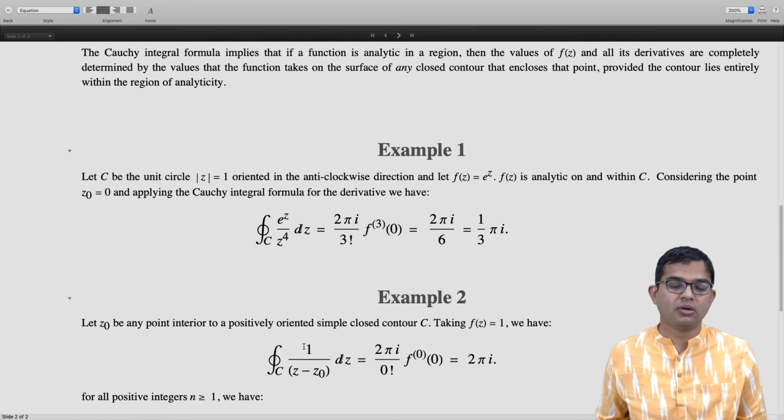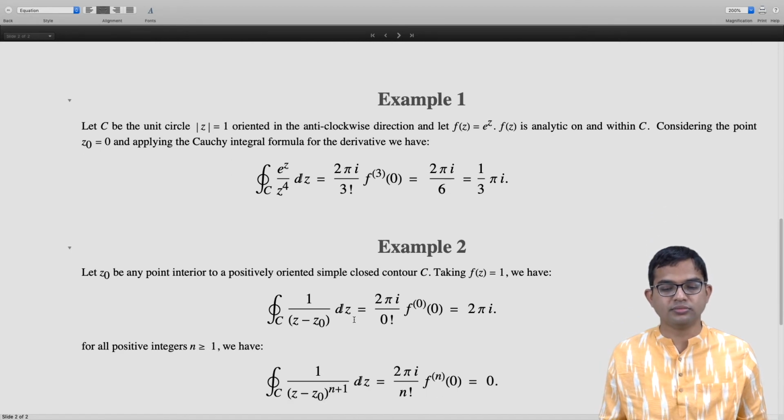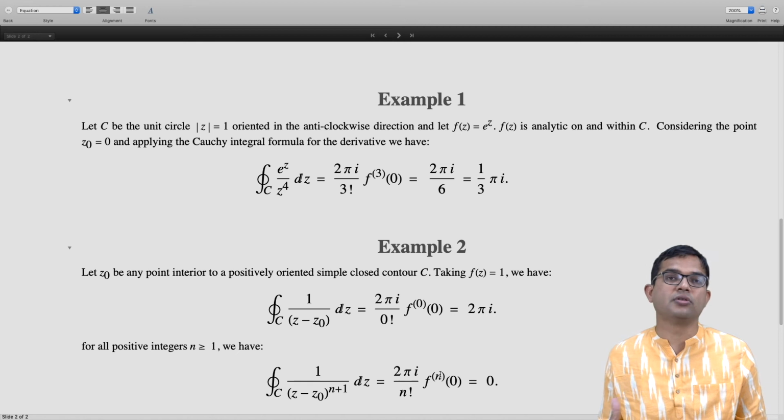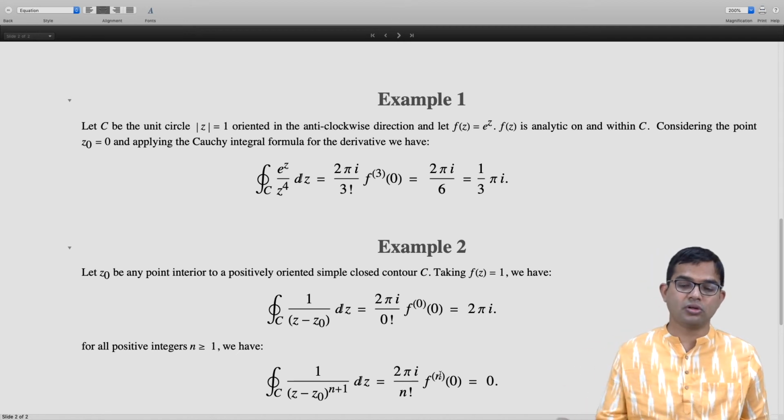So this is the result which we have already seen. If you take 1 over z minus z naught dz, the contour integral about this point which encloses z naught is going to be 2 pi i. But if you take any higher order derivative, right? So 1 over (z minus z naught) to the whole power n plus 1, where n is greater than or equal to 1, then you're going to get 2 pi i by n factorial times the nth derivative of this function. But even the first derivative of this function is just 0, and then of course all subsequent derivatives are all 0.